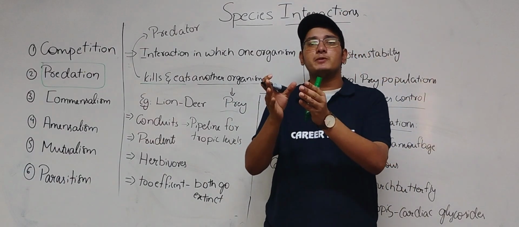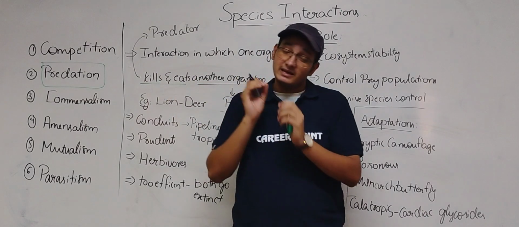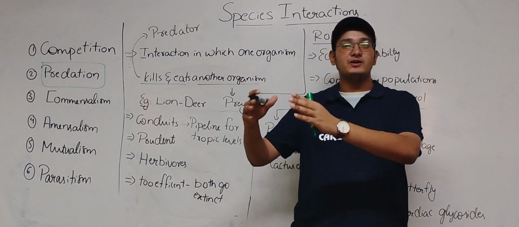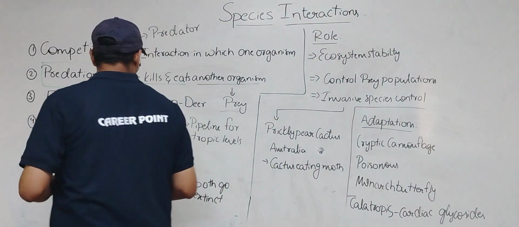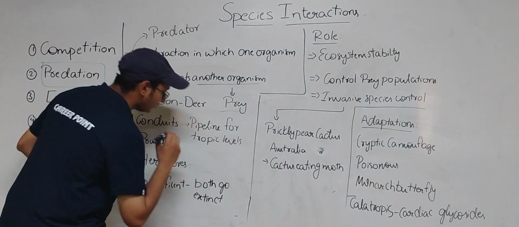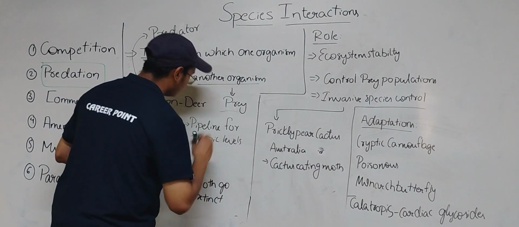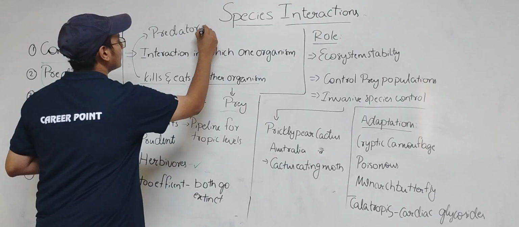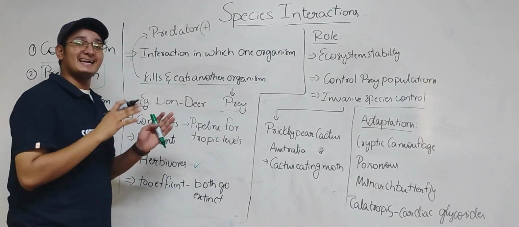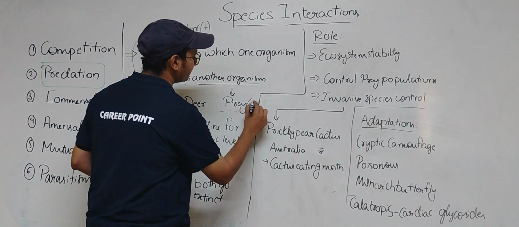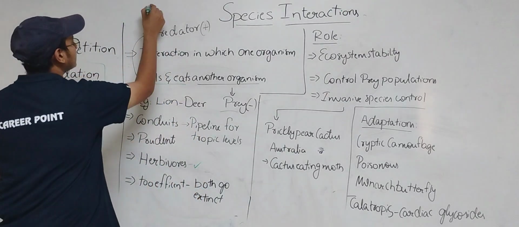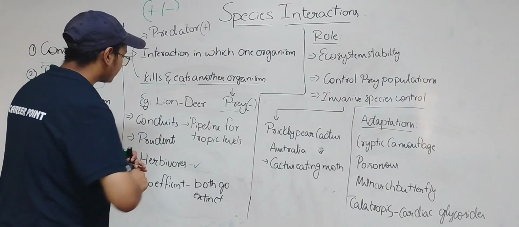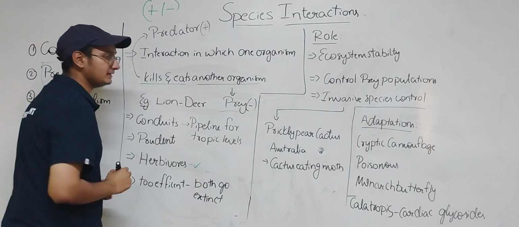So you might think that herbivores are not predators. Herbivores are also predators, because they feed on plants. So herbivores are also called predators. Here in predation, one is getting benefited, which is the predator, and one is getting eliminated, which is the prey. So here we can write it as positive and negative. Alright. And these are prudent in nature.